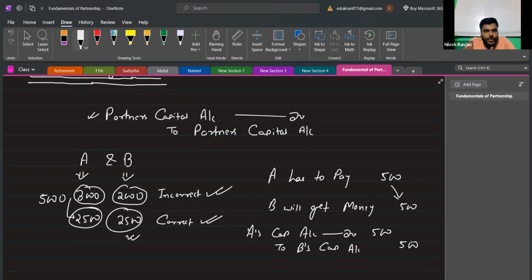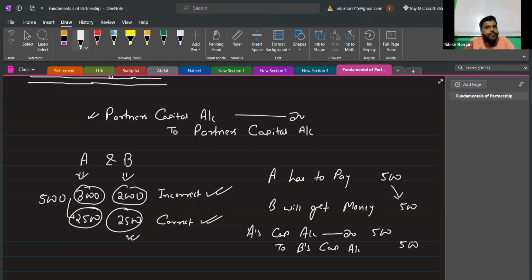There should be an agreement. An agreement can be oral or written. Sometimes an examination question will be asked: is it correct to have agreement between partners in a written form? You have to say incorrect answer because it can be in oral form also. So written or oral, and there is no need to register your partnership firm. Actually, it is optional. If you want to register it, then you can. Otherwise, it is not necessary.